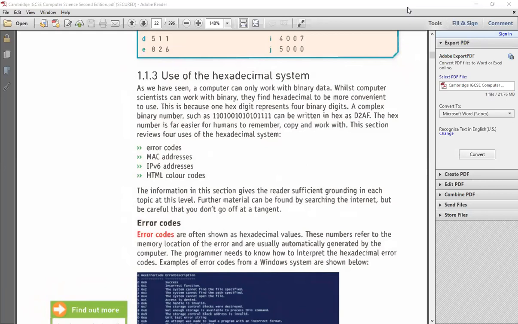Now, is this clear? You can see the four uses are error codes, MAC address, IPv6 addresses, and HTML color code. So these are the ones.